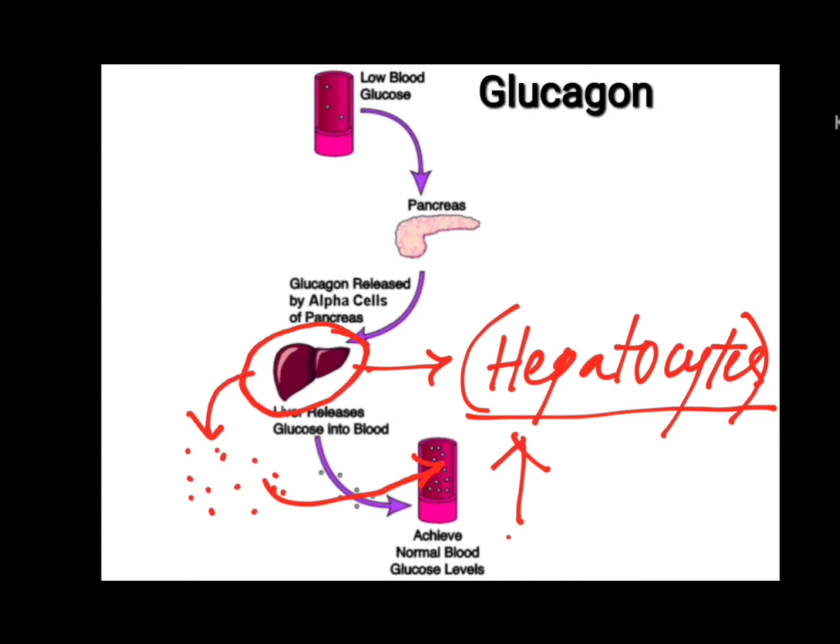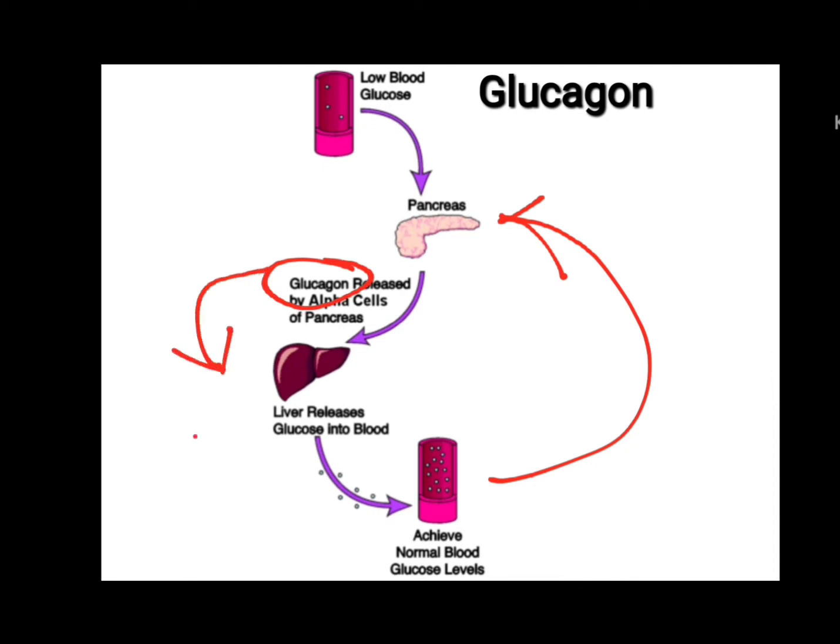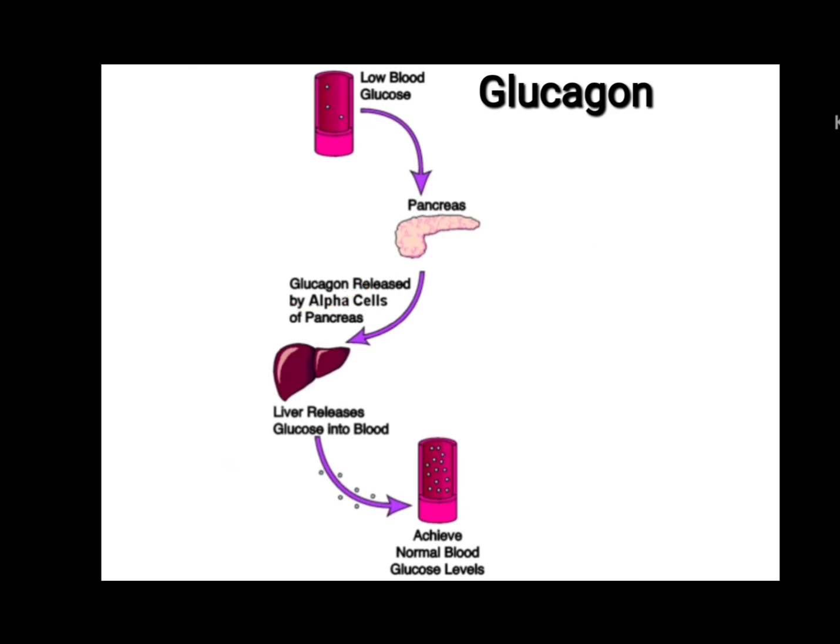And when it reaches the normal blood glucose level, what happens? Then that message will be sent again to the pancreas, so that the pancreas will stop producing glucagon. When there is no glucagon, it will not act upon the liver cells, and the liver cells will stop producing glucose. So this is how glucagon regulates the blood sugar level.